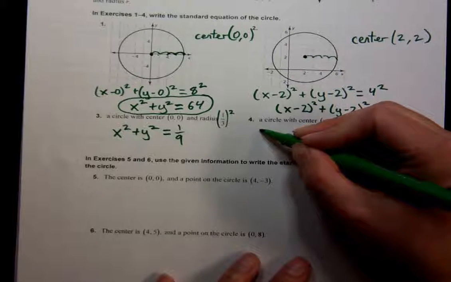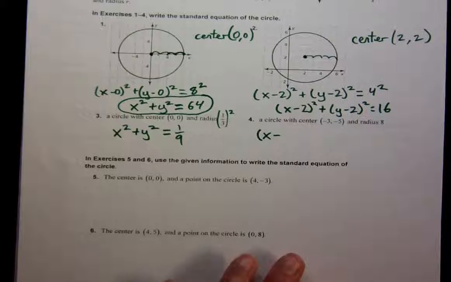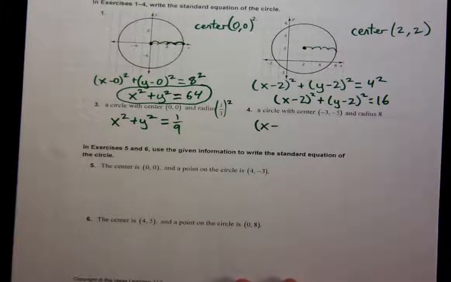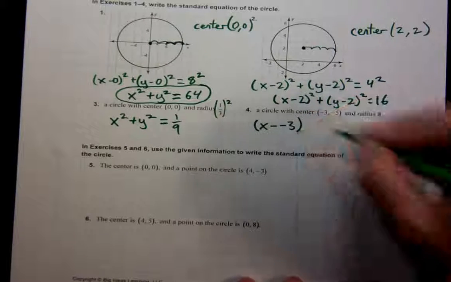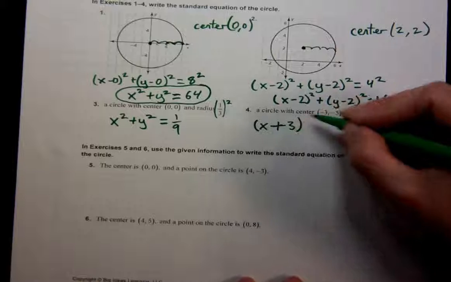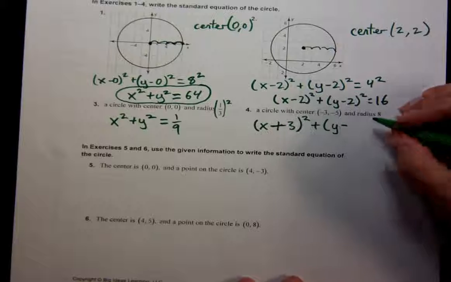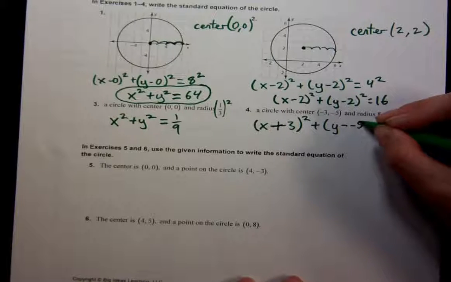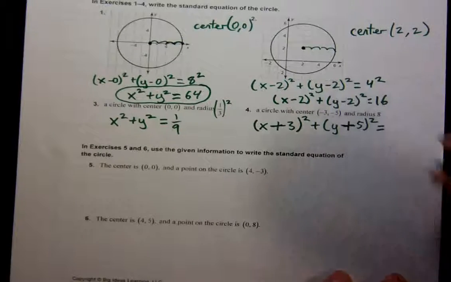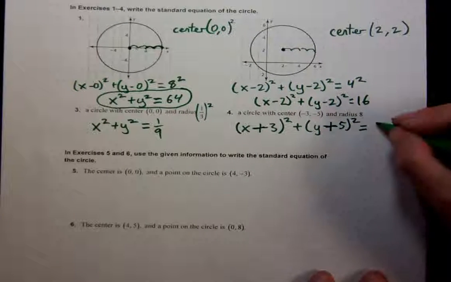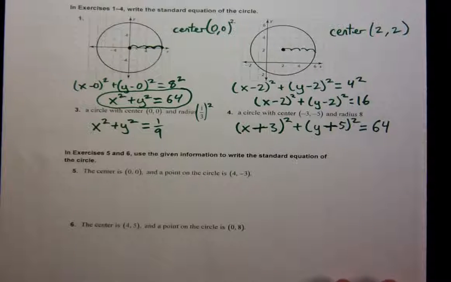Alright, so this one, I start with my parentheses. X minus, what number goes into here? So if I have x minus -3, what does that become? And then y minus what? Yeah, so y minus -5 becomes y plus 5. And radius of 8, so what number comes next? 64. We got it.